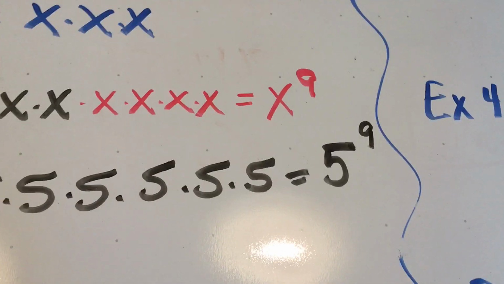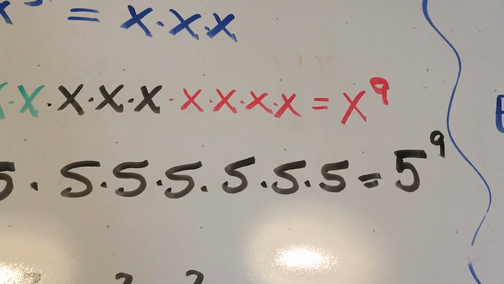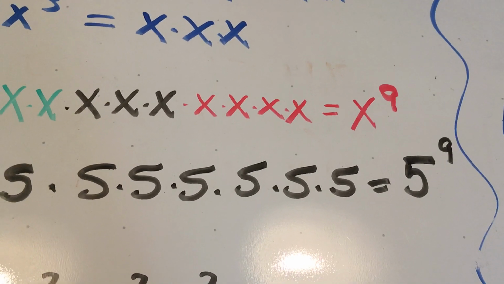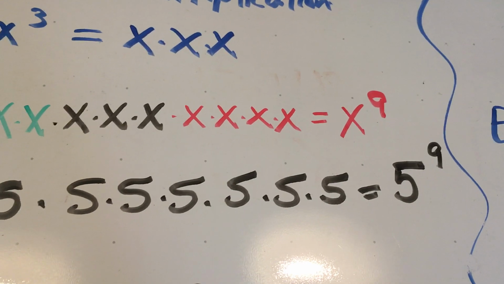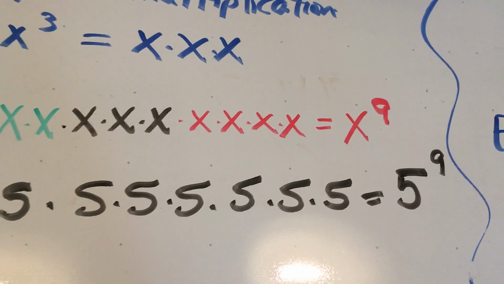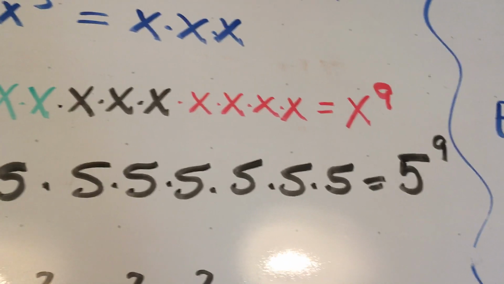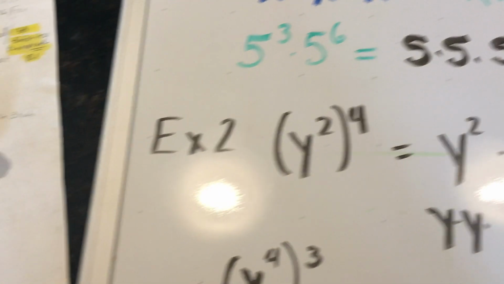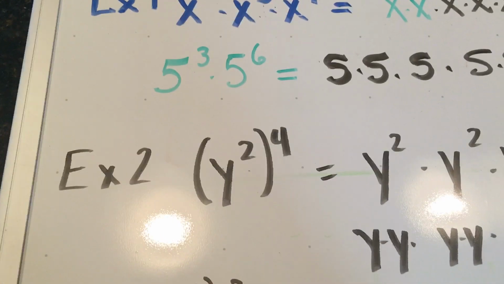Okay, unless they ask you to find a value, we're going to be writing it in exponential form. If they ask you to find the value of that, you would put into your calculator 5 caret key 9 to get an answer. Okay, the next problem is when we have a power to a power.